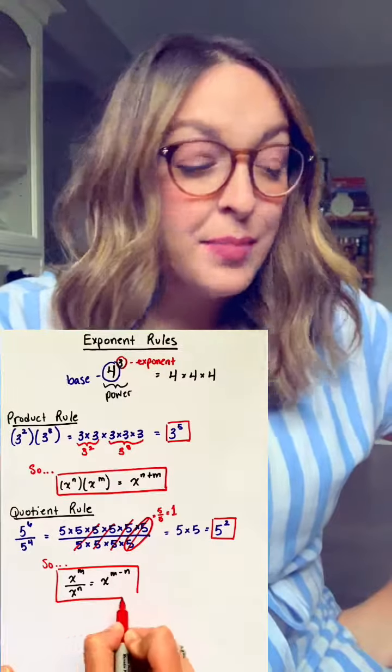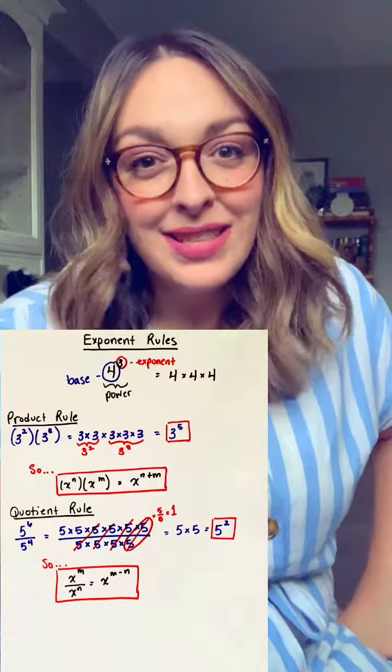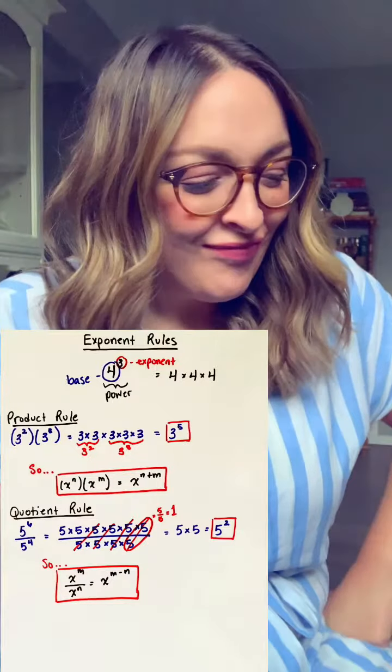So x to the power of m divided by x to the power of n is equal to x to the power of m minus n. I did better that time.